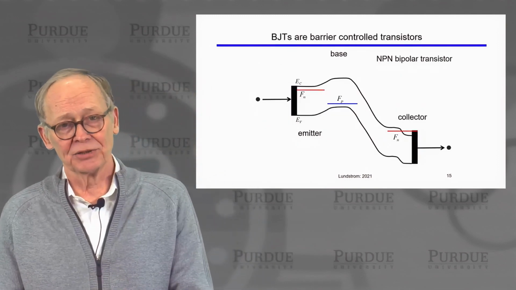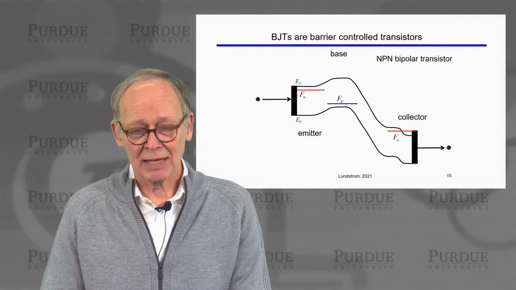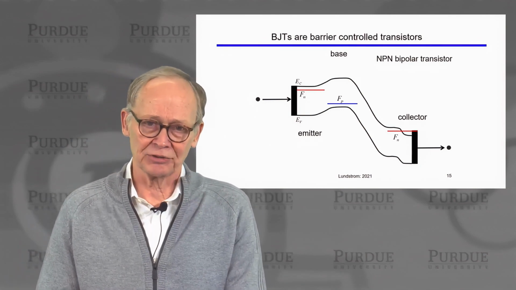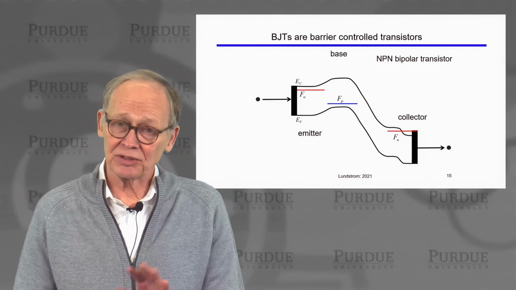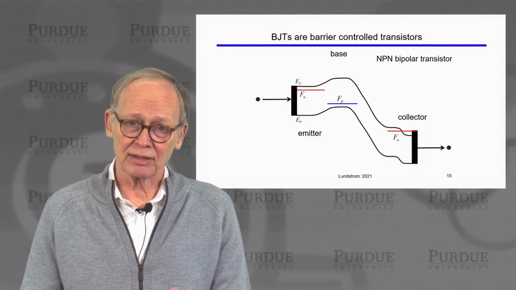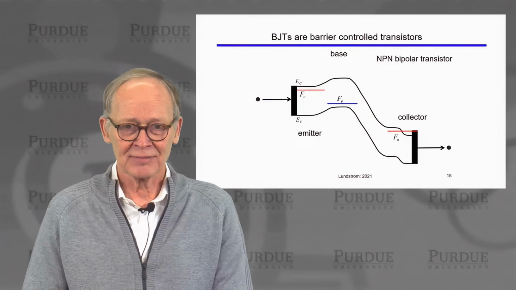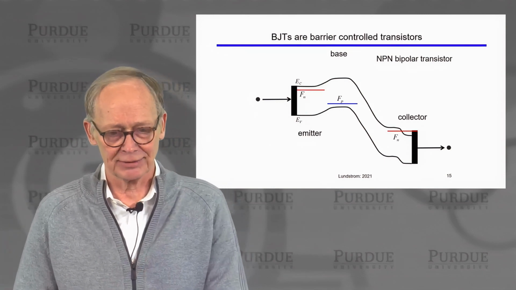Then we switched gears one final time, and we talked about a different kind of transistor, a bipolar junction transistor. These transistors, as I mentioned, are frequently thought of as intrinsically different from field effect transistors, but they really aren't intrinsically different.